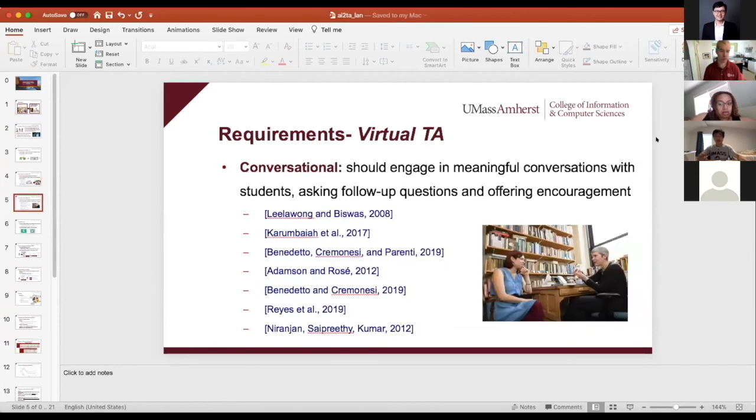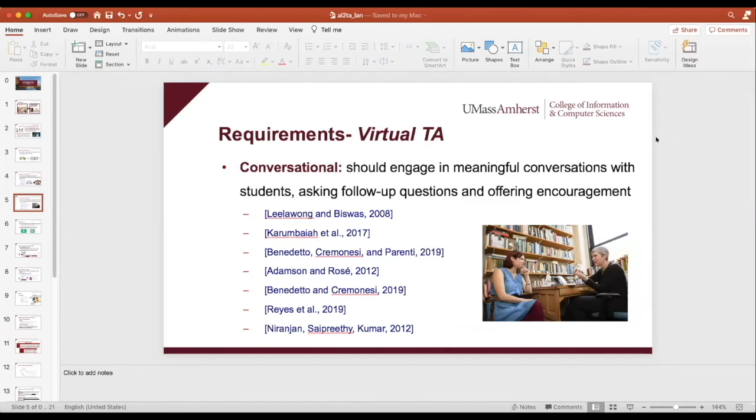And then the third requirement is that it has to be conversational. It can't just spit out meaningful words. It has to engage in meaningful conversation with the student. I'm not going to talk about that because that has been the focus in this research field for many years up till now.